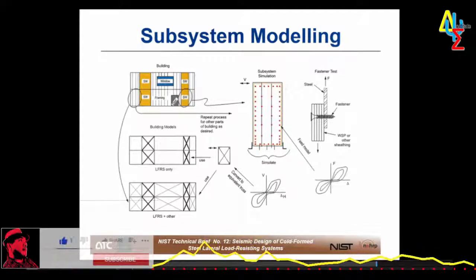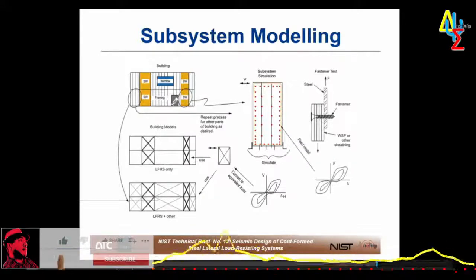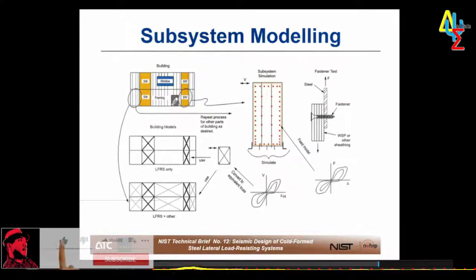Now, AISI S240 in the commentary does specifically enable this method. It gives references to published papers on the method that would describe how you could implement the hysteretic behavior of those fasteners and the properties of the panels and framing to actually determine the behavior, strength, and stiffness of a shear wall type system.